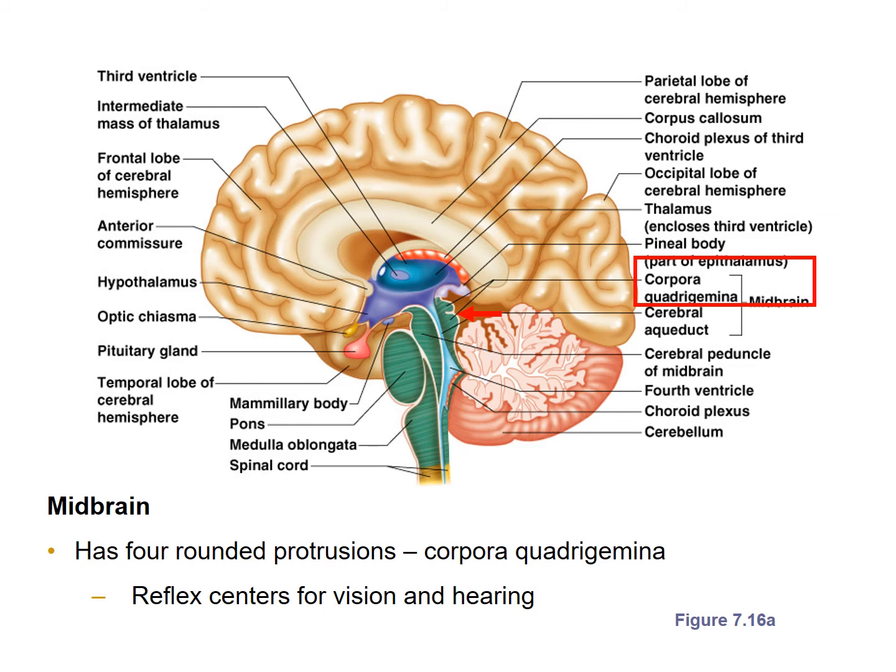This structure contains reflex centers for vision and hearing, your ability to track an object in your visual field, as well as the startle reflex, which is the reflex that's responsible for your ability to quickly turn your head when you hear a sudden noise. The centers for those reflexes are found in the corpora quadrigemina.